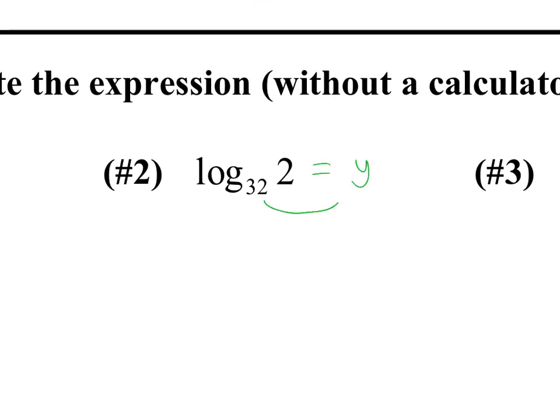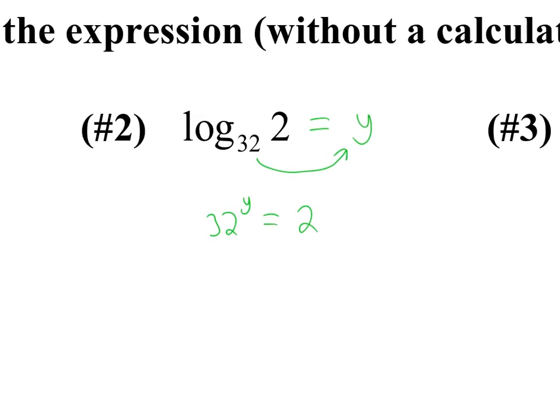So we're going to take 32. We're going to push up the y. So we have 32 to what value equals 2? Well, in this case, we got to be a little tricky about this. So what's the relationship between 32 and 2? Well, 2 to the 5th power equals 32.